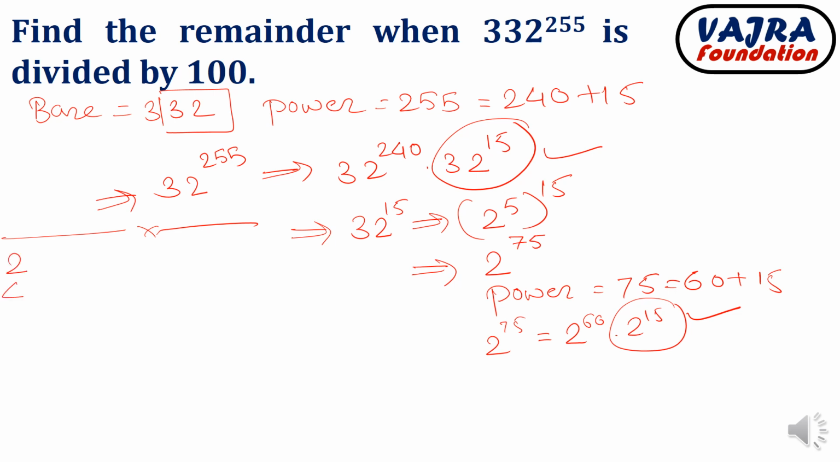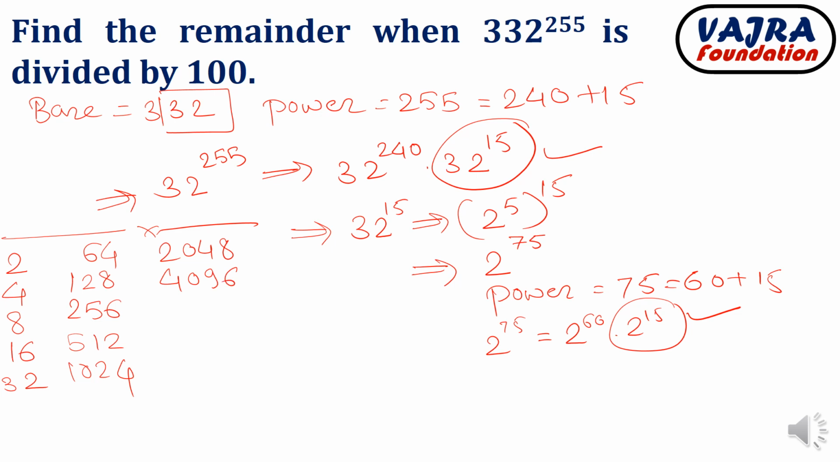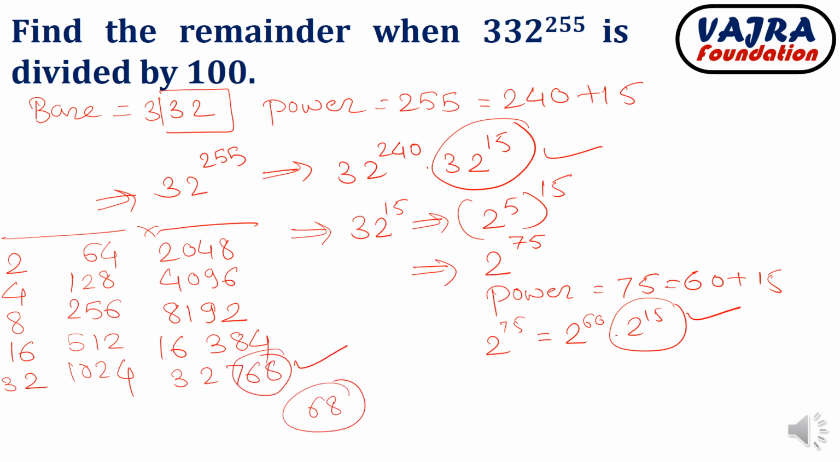2 to the power 1, 2, 3, 4, 5, 6, 7, 8, 9, 10, 11, 12, 13, 14 will be 16,384 and 15 will be 32,768. Therefore this 68 is our answer.